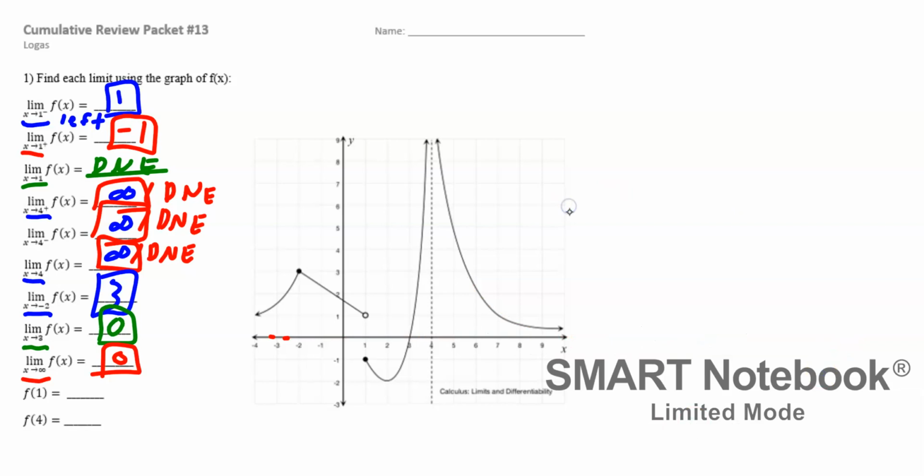The answer for f of 1, now these mean what are the exact y value. If you go over to +1, we have 2 possible dots, but this one's a hole. So the actual y value that exists is -1.